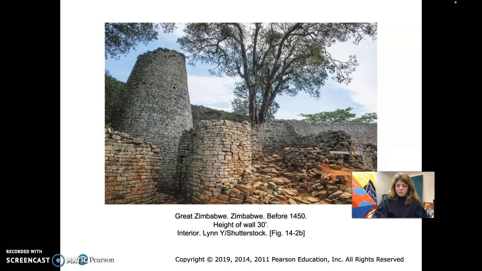And this is the largest stone structure in Africa south of the Great Pyramids of Egypt, which were also built using the dry masonry technique, no mortar in between the stones. Machu Picchu in Peru was also built with dry masonry, and so was Mesa Verde in the southwestern United States. So, some early structures that are using dry masonry. It's a very early technique for building.